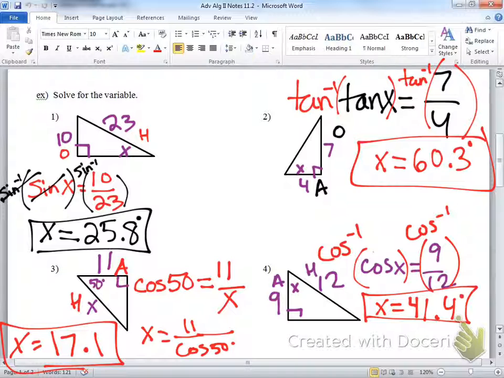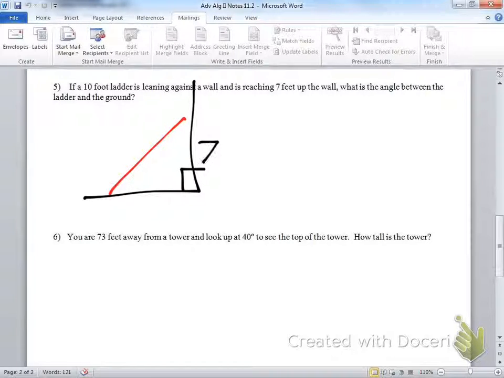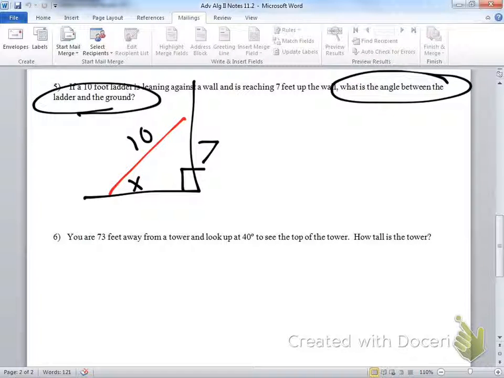Degrees. 7 is the straight line. 10 is the hypotenuse. So you have a ladder and you have a building. 7 is the building, and 10 is the ladder. And then x is at the bottom in the corner, the angle. We have a 10-foot ladder leaning up against the wall. It goes 7 feet high on the wall. I am asked, what is the angle between the ladder and the ground?